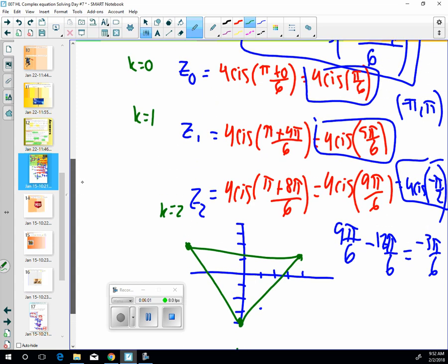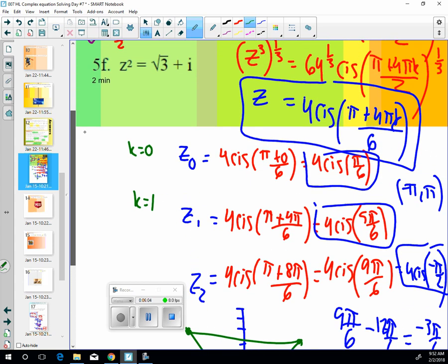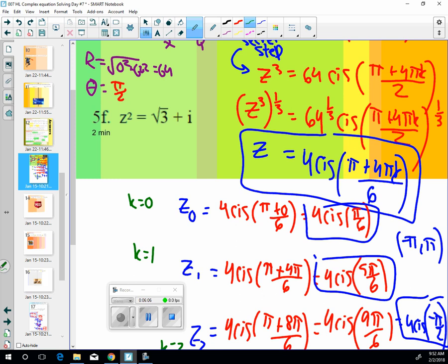The technique is a little weird at first, but you'll get used to it. Try 5F. If you can do 5F, you're in great shape.